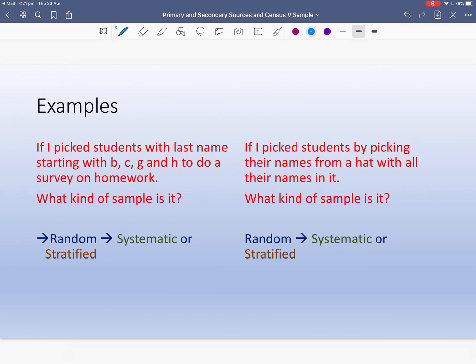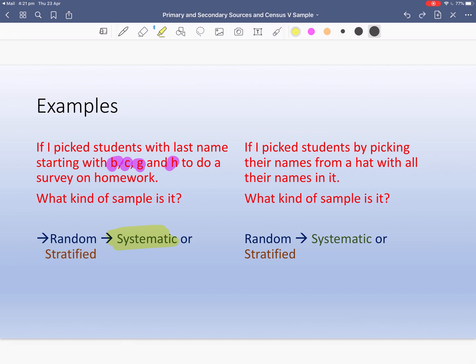All right, one more example to go. If I pick students with the last name starting with B, C, G, and H to do a survey on homework, what kind of sample is it? It's definitely a sample. And it looks like there's a system to it. So I would say it's systematic, all right? Not random, doesn't look like it's random. They're not drawing a name out of a hat or anything like that. And there's no sort of like ratio to it, okay?